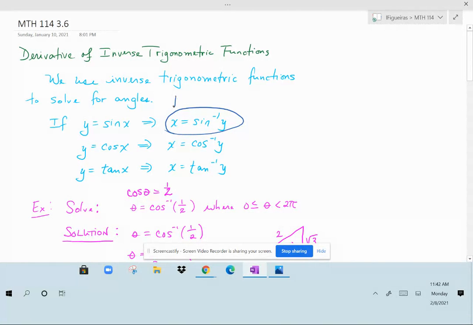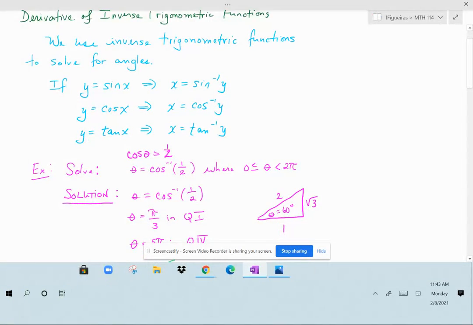So the x's are the angle, the same way the x's are the angle in the trig function. And tangent of x, that means that x would equal tan inverse of y, again, where x is your angle. Now, there's also inverse trigonometric functions for cosecant, secant, and cotangent. We're not going to discuss those in this lesson.